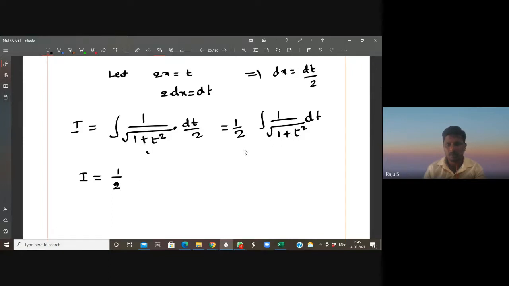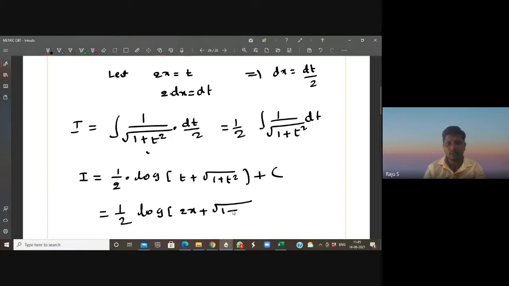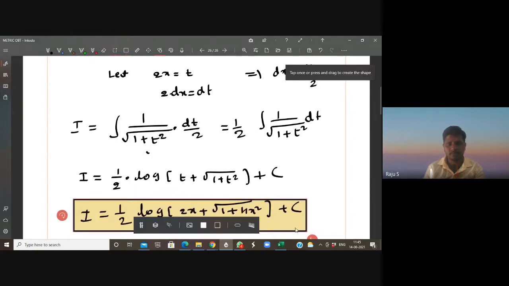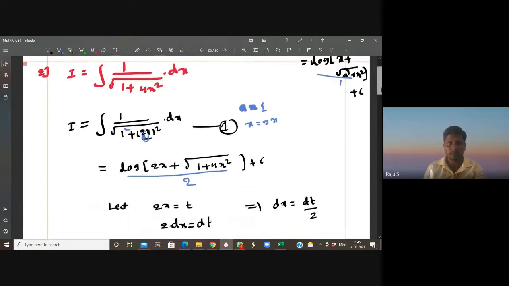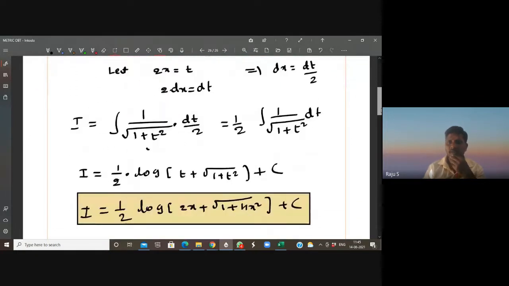Yes, students. Now, what is the formula? 1 by 2 times log of t plus square root of 1 plus t square. Now, at last, you have to replace the t value. The t value is 2x. So in that case also we got the same answer: 2x plus root over 1 plus 2x whole square, that is nothing but 4x square. We got the same answer in both cases. This is the required answer. Students understood?